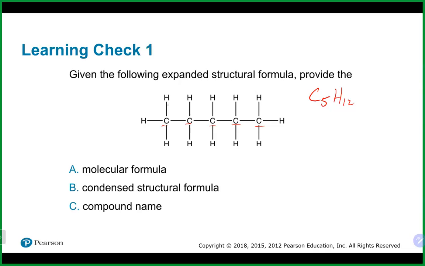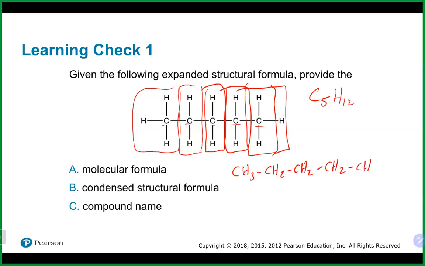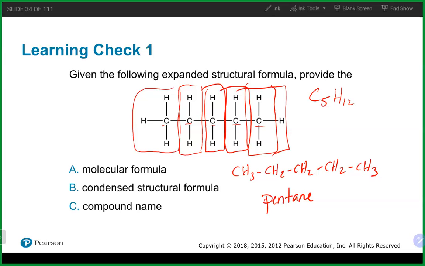Our condensed formula, really, we just kind of break them off into units, basically. Oops, I missed that hydrogen there. Add that hydrogen in. So we would have CH3, CH2, CH2, CH2, and CH3 in this case. And that has 5 carbons, nothing else attached, which means this is our friend pentane, as they are all single bonded. Any questions on that there?